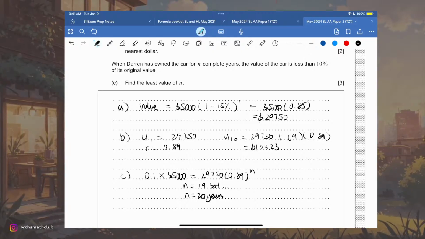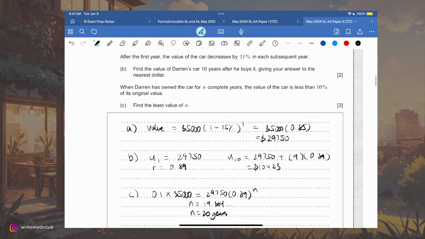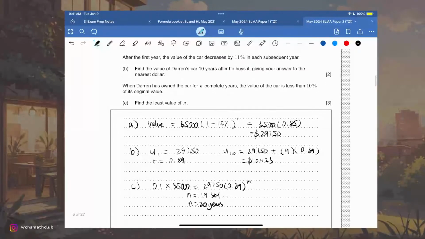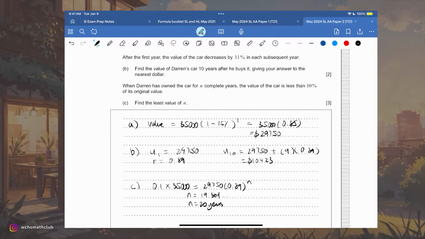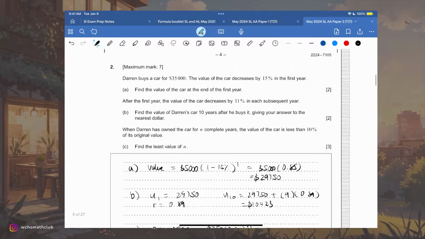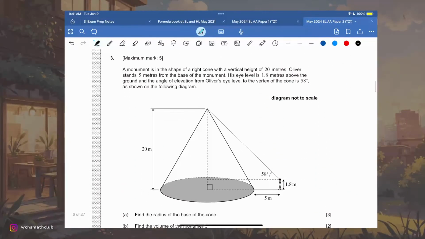And make sure to read the question carefully and don't be like me, accidentally putting the wrong values. All right, and that's it for question number 2. Let's move on to question number 3.